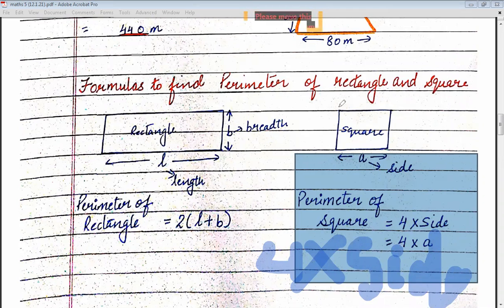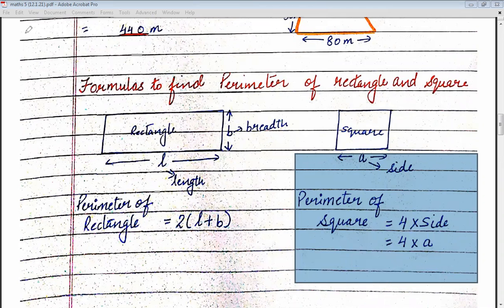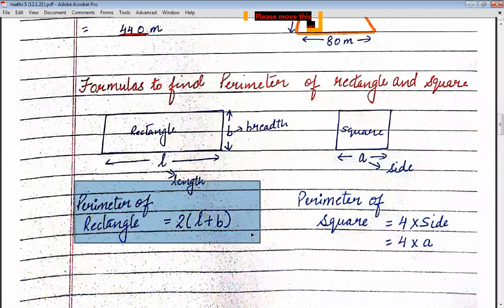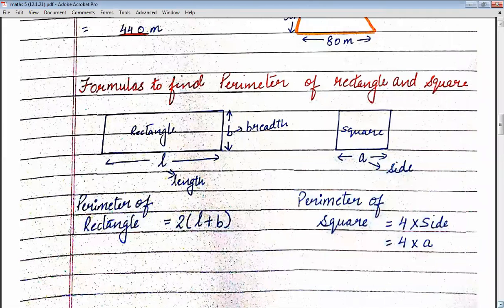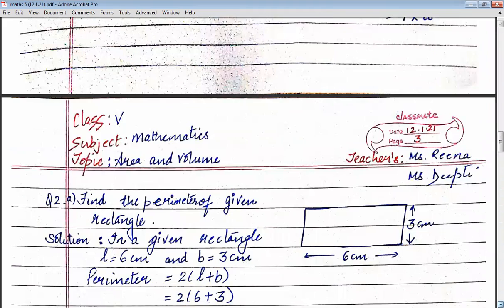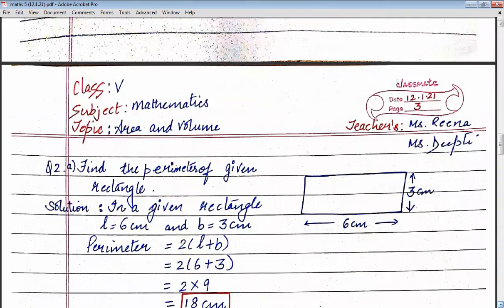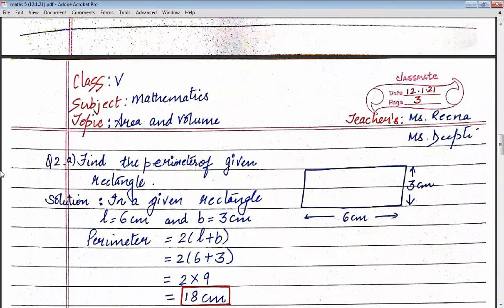Okay, students, I guess you are clear with the formula. Let me repeat one more time. The formula to find perimeter of rectangle is 2 times (L plus B), while the perimeter of square is equal to 4 multiply side. Okay, now let us look at the questions based on the above formula.